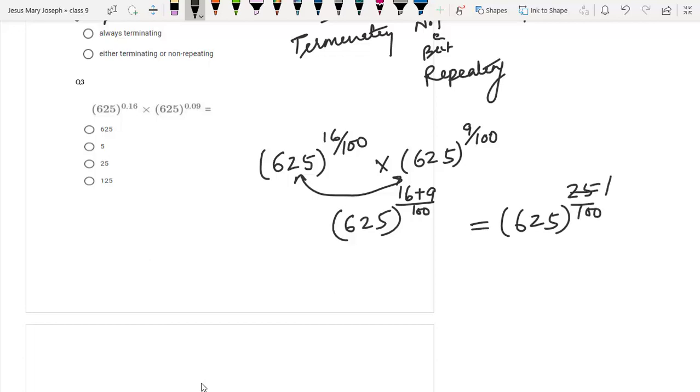When solved, 25 ones are 25, 25 fours are 100. So we all know 625 is 5 power 4. You can find it by prime factorization. So power of power gets multiplied, so it becomes 5 power 1. So the right answer is 5.